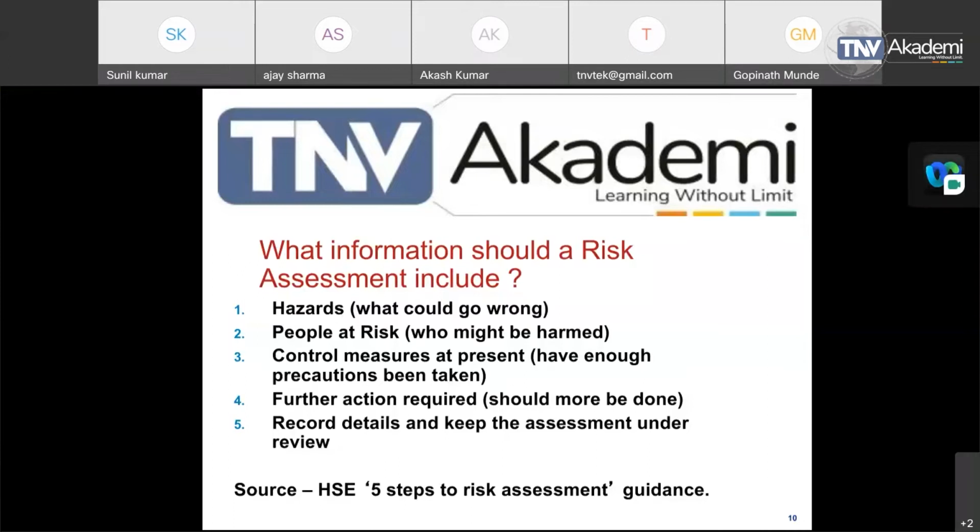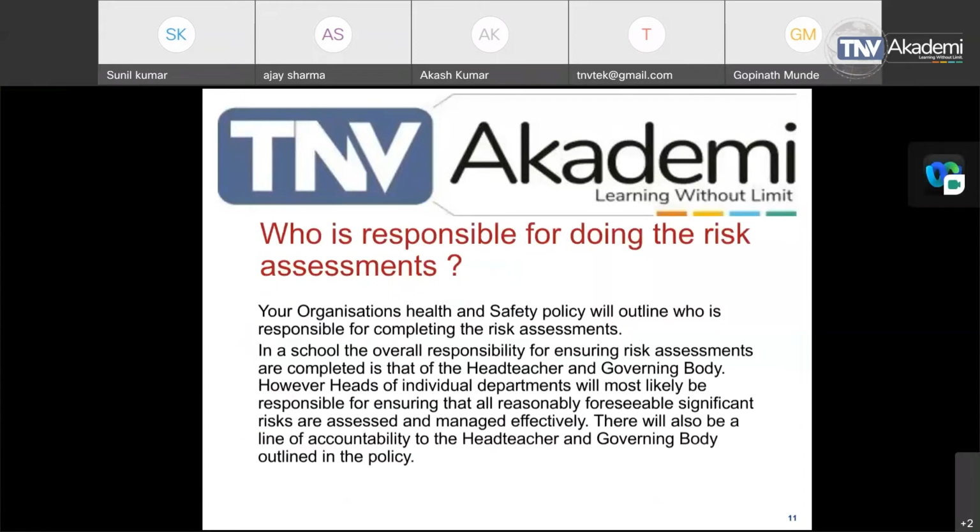Here the source is the Health and Safety Executive, which gives step-by-step risk assessment guidance on how you do the risk assessment and how you evaluate it, and who is responsible for doing it. Your organization's health and safety policy will outline who is responsible for completing the risk assessment. In a school, the responsibility for ensuring risk assessments are completed lies with the head teacher and governing body. However, heads of individual departments will most likely be responsible for ensuring that all reasonably foreseeable significant risks are addressed and managed effectively. There will also be a line of accountability to the head teacher and governing body outlined in the policy.